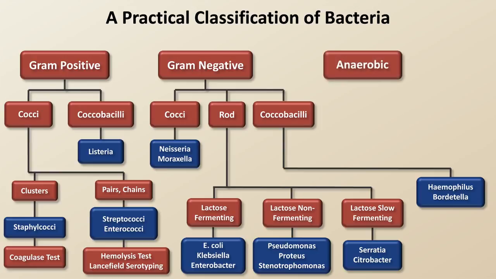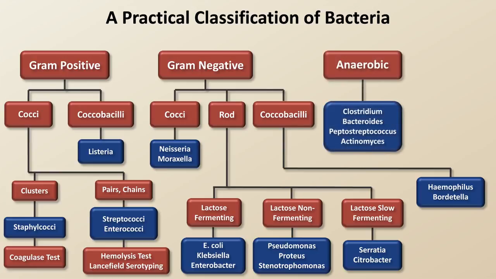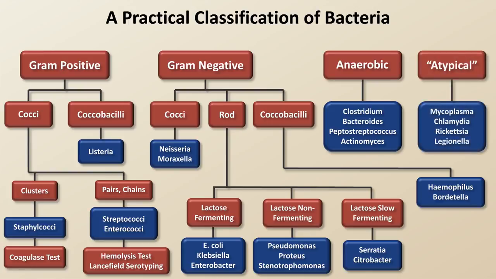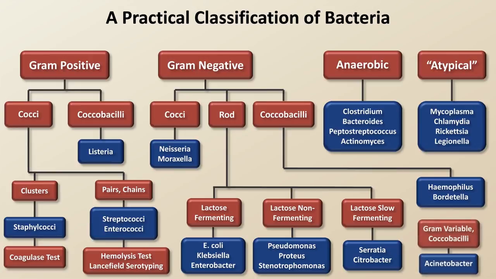Anaerobic bacteria include Clostridium, Bacteroides, Peptostreptococci, and Actinomyces. Atypical bacteria include Mycoplasma, Chlamydia, Rickettsia, and Legionella. And the last remaining category is for the gram-variable coccobacillus Acinetobacter.